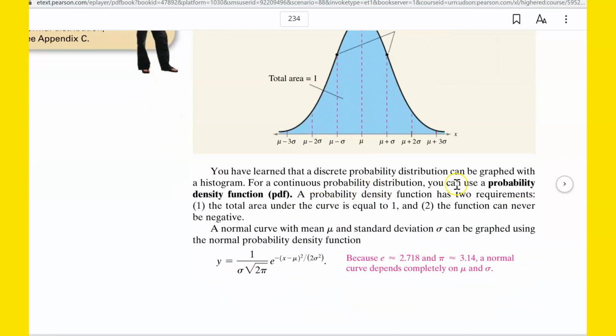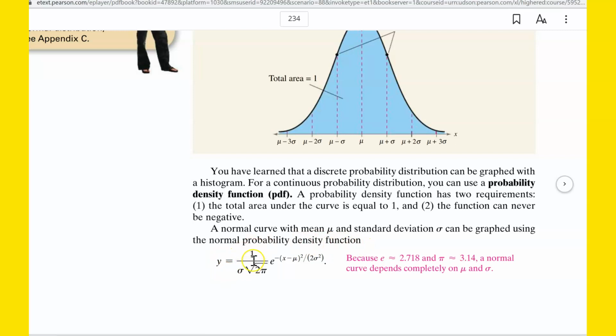You have learned that a discrete probability distribution can be graphed with a histogram. For continuous probability distributions, you can use a probability density function, PDF. A probability density function has 2 requirements. 1, the total area under the curve is equal to 1, and 2, the function can never be negative. A normal curve with a mean mu and standard deviation sigma can be graphed using the normal probability density function.